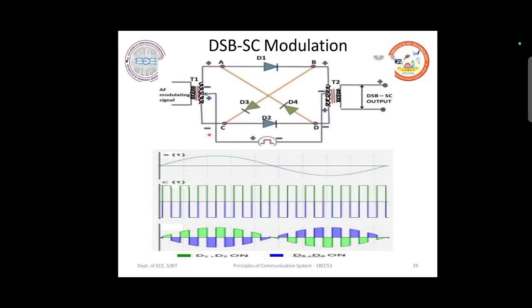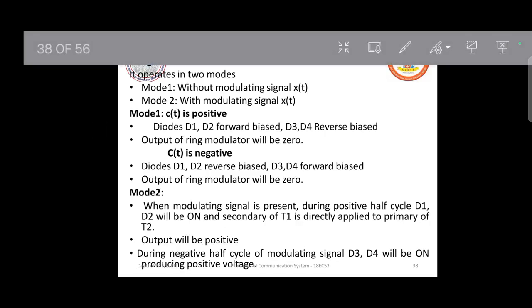So it contains two transformers T1 and T2. One is at the input side, other one is at the output side. And you will use four diodes connected in this fashion. It's in the form of a ring. That is why it is also called a ring modulator. Now coming to the mode of operation.